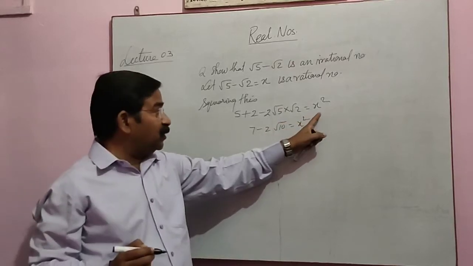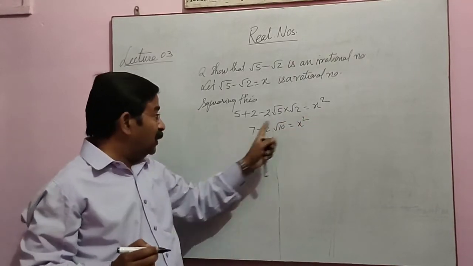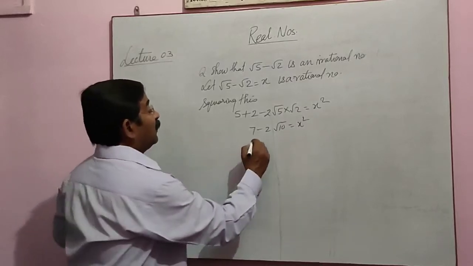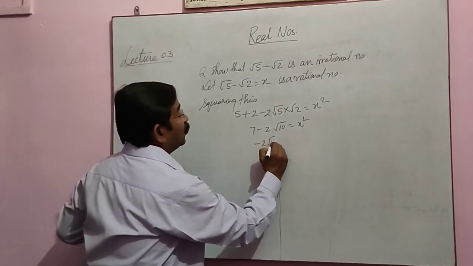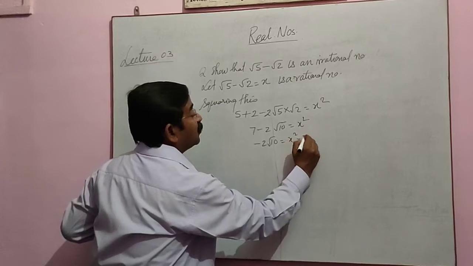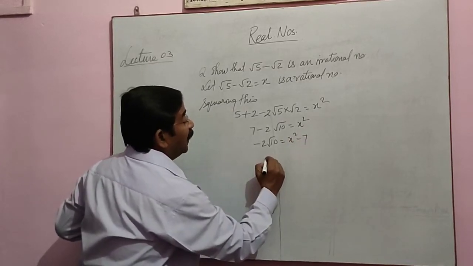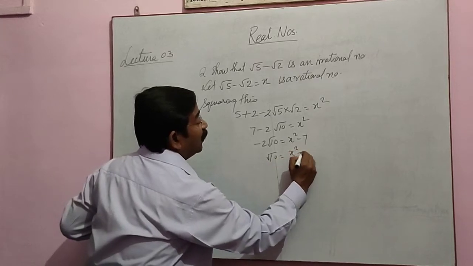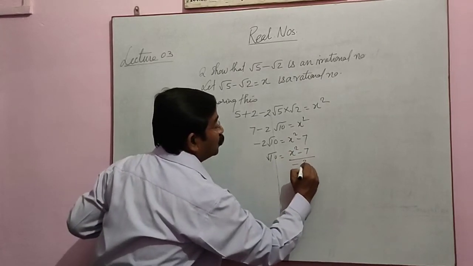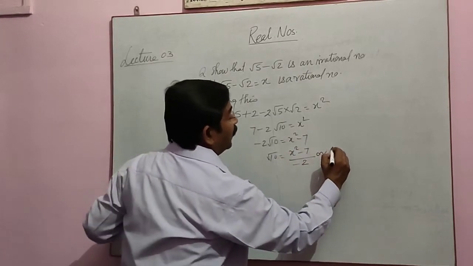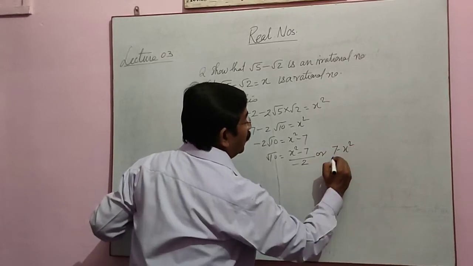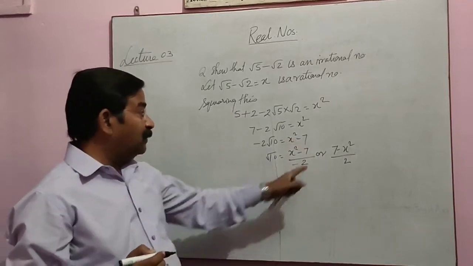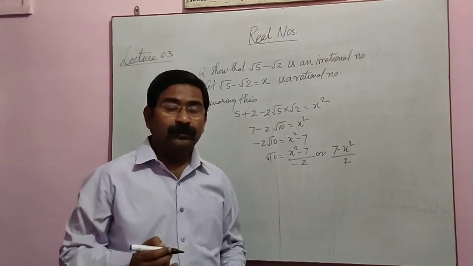X is a rational number, so its square is a rational number. 7 is a rational number, and a rational number minus a rational number is rational. What we have, minus 2 under root 10 is equal to x square minus 7, and under root 10 is equal to x square minus 7 upon minus 2, or we can write 7 minus x square by 2, by dividing by the minus sign. So we have 7 minus x square by 2.